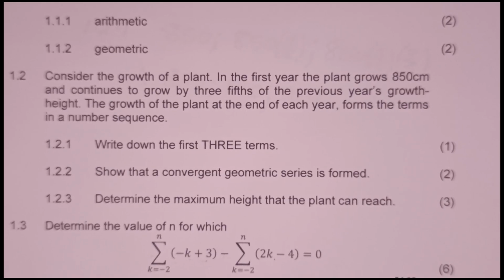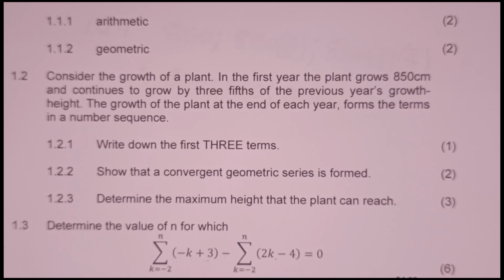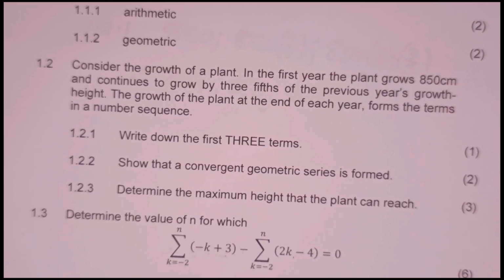1.2.2: show that a convergent geometric series is formed. Firstly, being a geometric series, there must be a common ratio, or rather a constant ratio. How do you know that the series is convergent? The ratio must lie between -1 and 1.